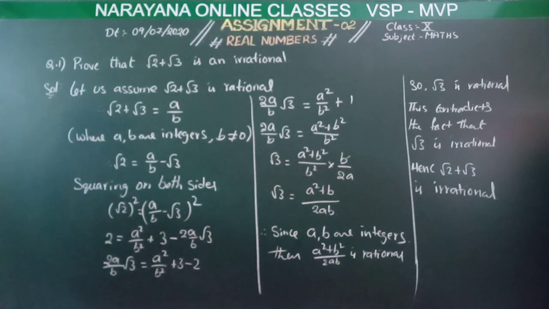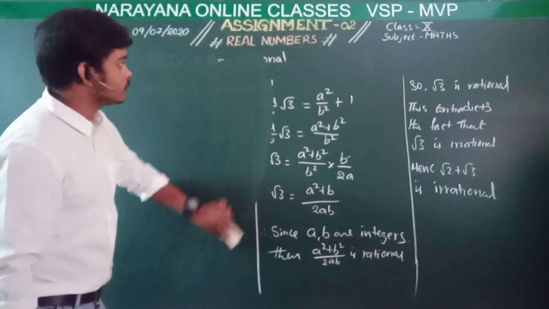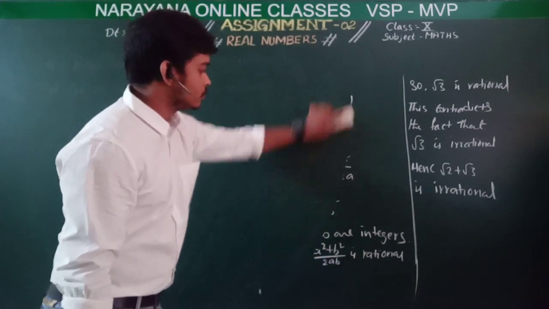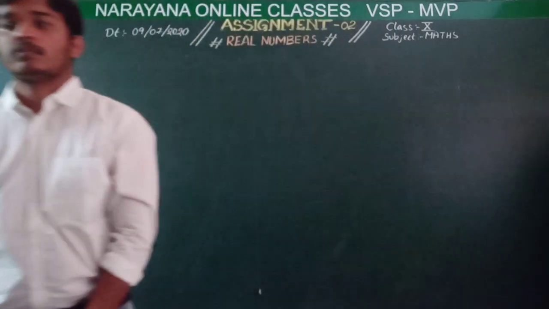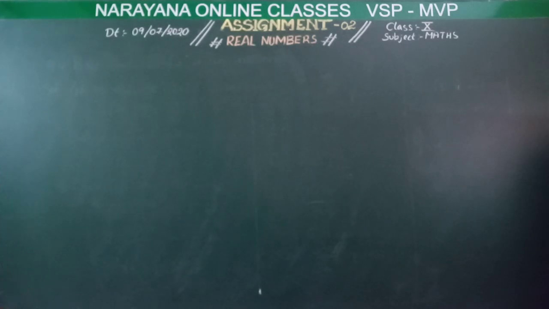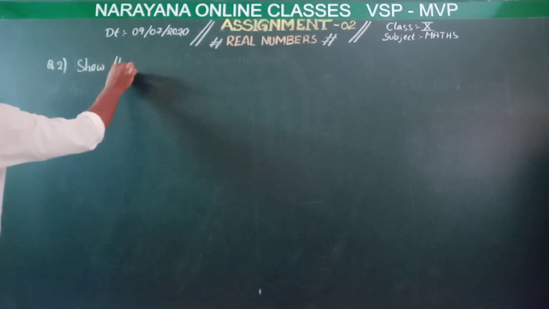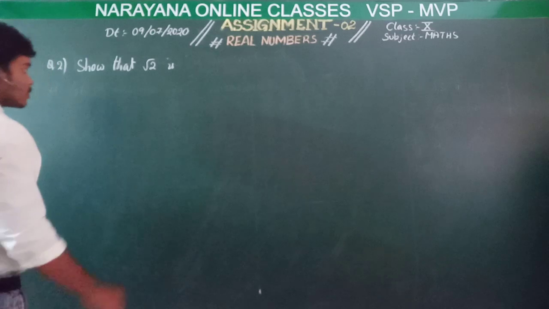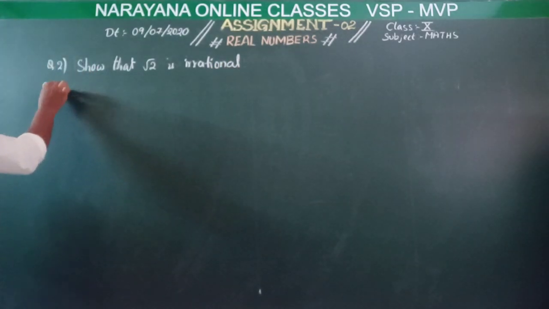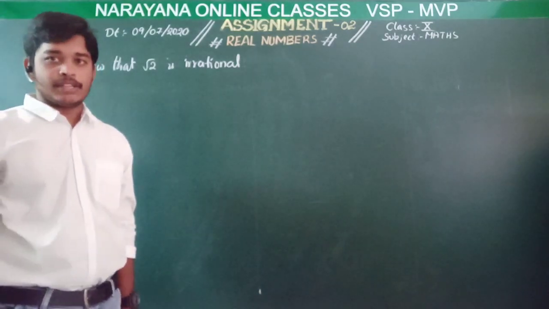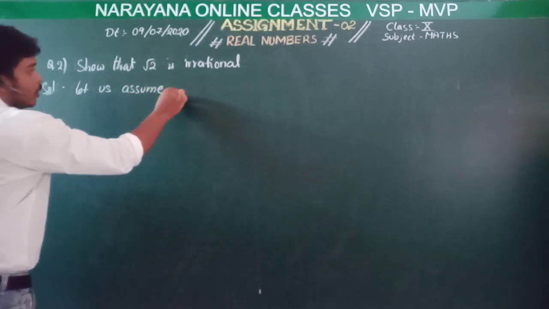Next question. Question number 2. Show that root 2 is irrational. So children, now we are proving root 2 is irrational. So let us assume root 2 is rational.